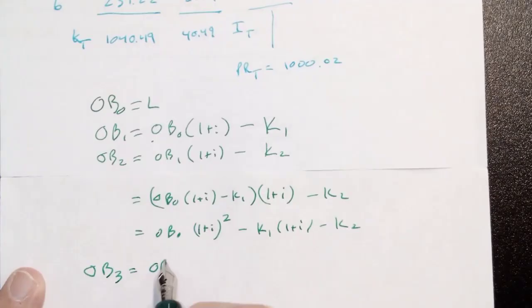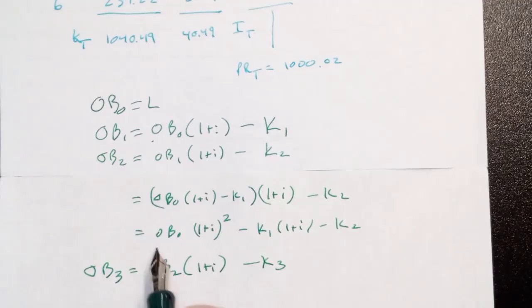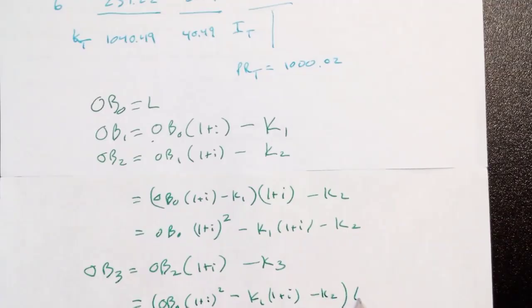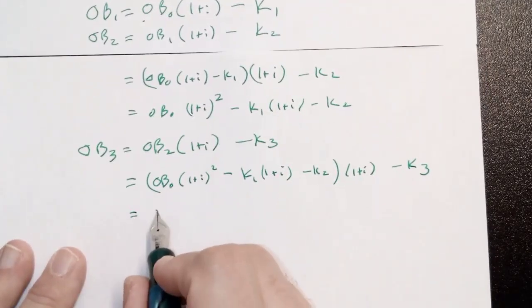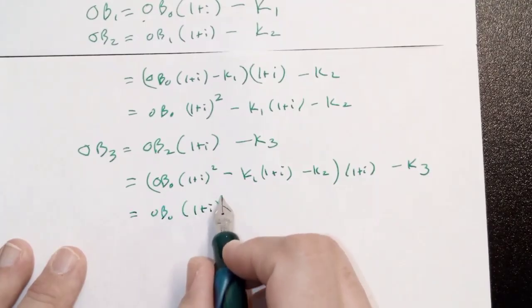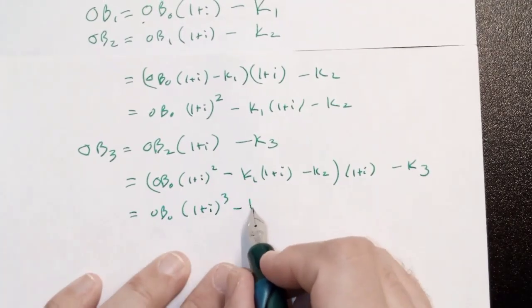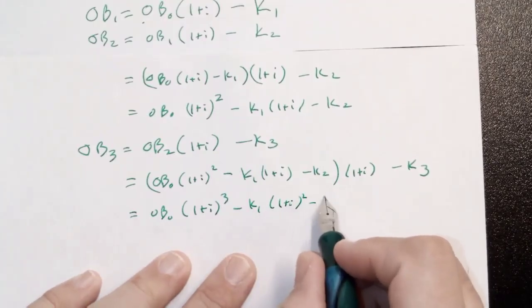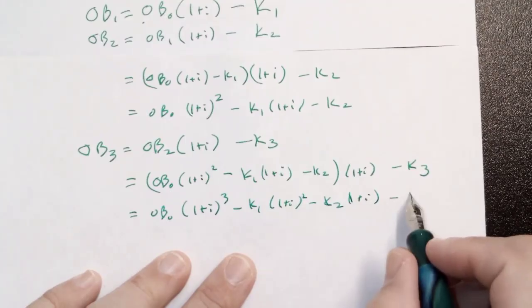OB3 is OB2 times 1 plus I minus K3. If I replace OB2 with all of this, that's all multiplied by 1 plus I. Then I subtract K3. That's OB0, 1 plus I to the third, minus K1, 1 plus I squared, minus K2, 1 plus I, minus K3.